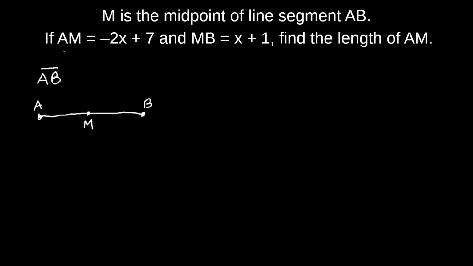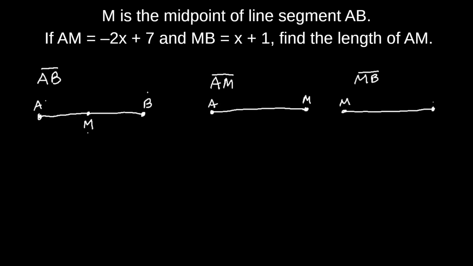It says if AM equals negative 2x plus 7 and MB equals x plus 1, find the length of AM. So what is AM? AM is over here. We have A and then we have M. So let's take out this segment. Let's write AM, the segment symbol, and draw the segment AM. And next we have segment MB, this one over here, M and B. Let's draw the symbol, and once again, just draw the shape or the figure, whichever works for you, and name it MB.